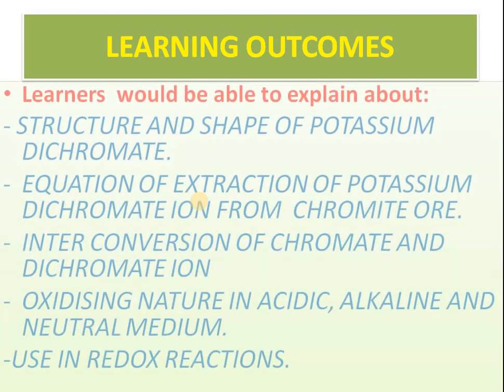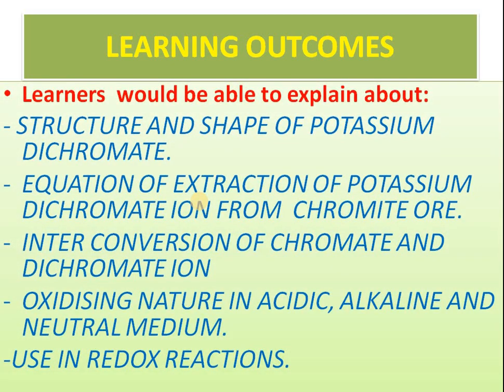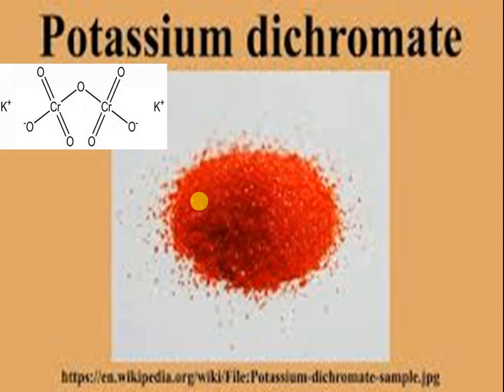The learning outcome from this session is that we would be able to know about the structure and shape of potassium dichromate, equations of extraction of potassium dichromate from chromite ore, interconversion of chromate and dichromate ion, oxidizing nature in acidic, alkaline and neutral medium, and its use in redox reactions. Let us start. This is the physical appearance of potassium dichromate, and you can see the structure from here.